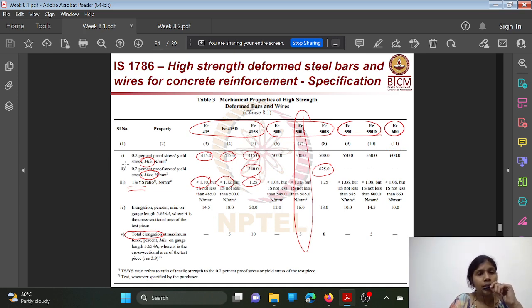See, you can see the property is 0.2% proof stress or yield stress in Newton per mm square. That is the minimum value. The minimum value is nothing but the yield stress, which will be the same as this 415, the characteristic strength. That means here it will be 415. In these three cases it will be 415. Here it is 500 in these three cases, and here it is 550, and here it is 600. Okay.